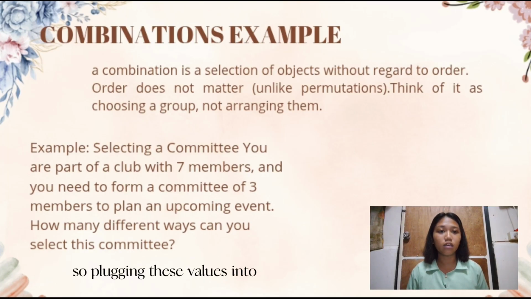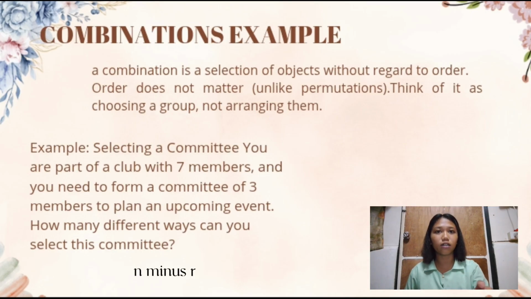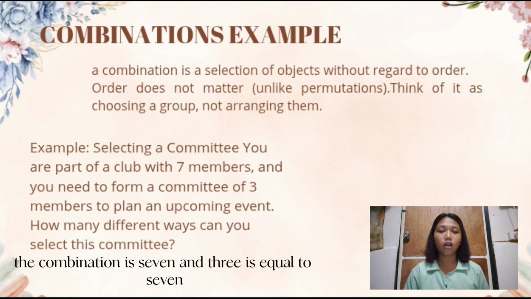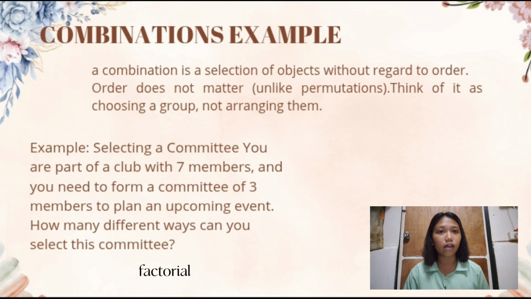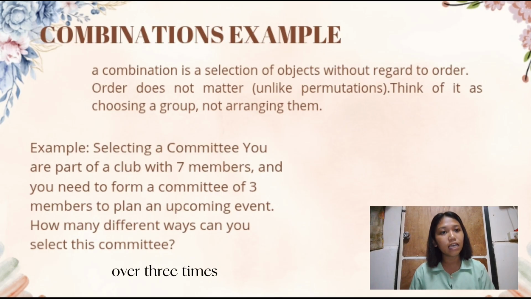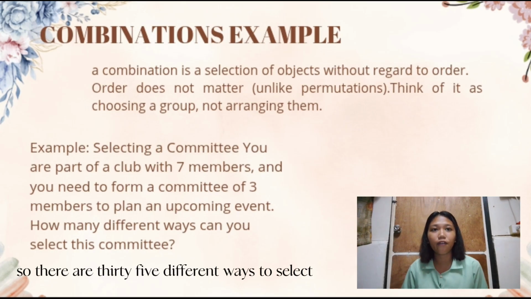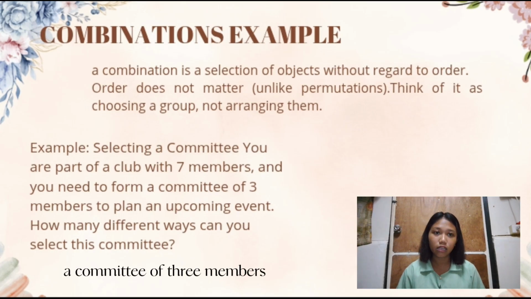Plugging these values into the formula, combination of 7 and 3 is equal to 7 factorial over 3 factorial times (7 minus 3) factorial, equals 7 factorial over 3 factorial times 4 factorial, which is 7 times 6 times 5 over 3 times 2 times 1, equals 35. So there are 35 different ways to select a committee of 3 members from a group of 7 club members.